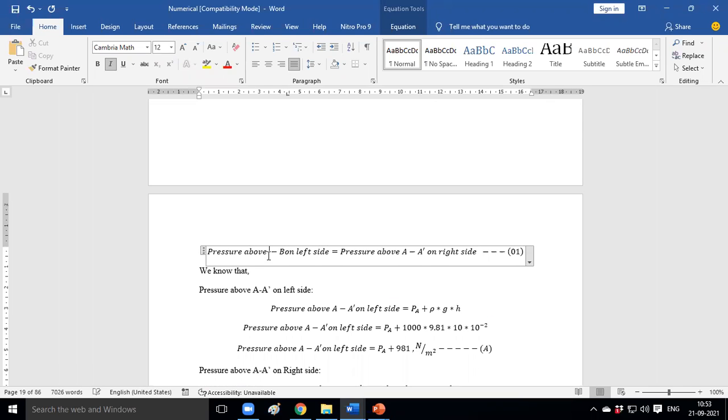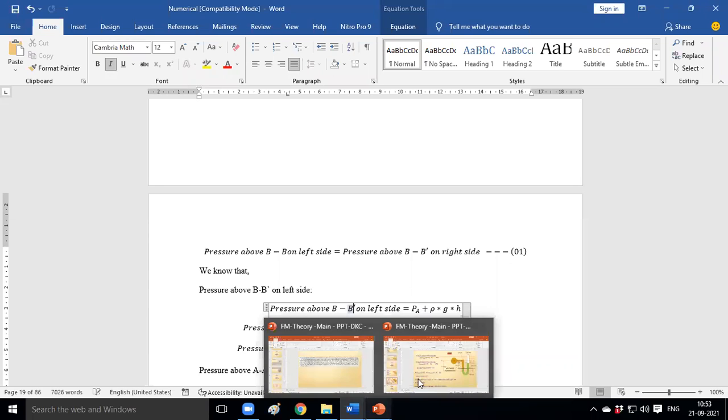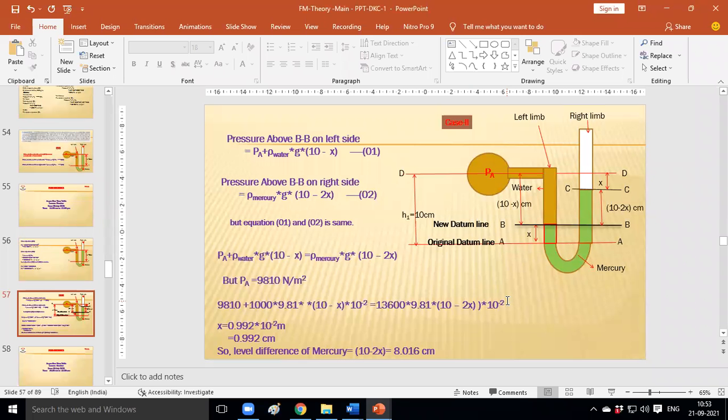And tell me the equation. What will be the equation for the pressure above BB dash on the left side? PA plus, which term? You can see this numerical. Tell me how many fluids are above BB dash on the left side? One fluid, correct? Which fluid? Water.